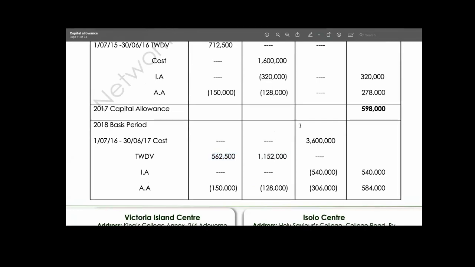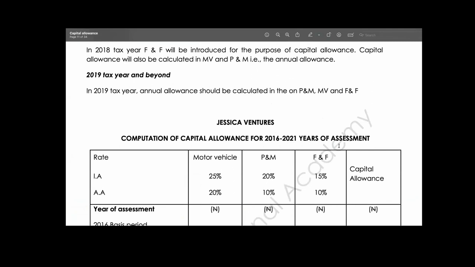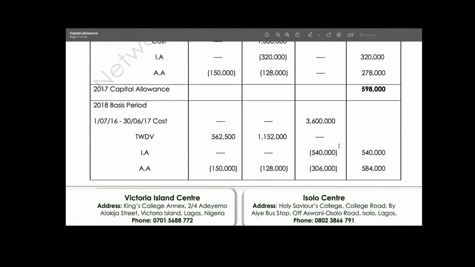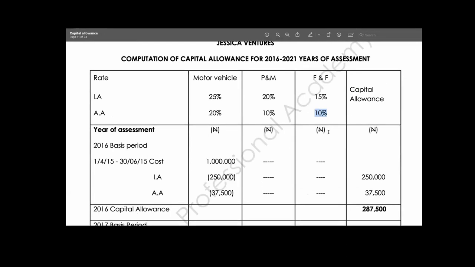We just acquired additional expenditure in the form of furniture and fitting. For furniture and fitting, the initial allowance rate is 15%. So 15% of 3.6 million, we have 540,000. On that, we also need to calculate our annual allowance. Our annual allowance shall be 3.6 million minus 540,000, divided by the annual allowance rate of 10%, that is, divided by 10 years. You will get your answer.